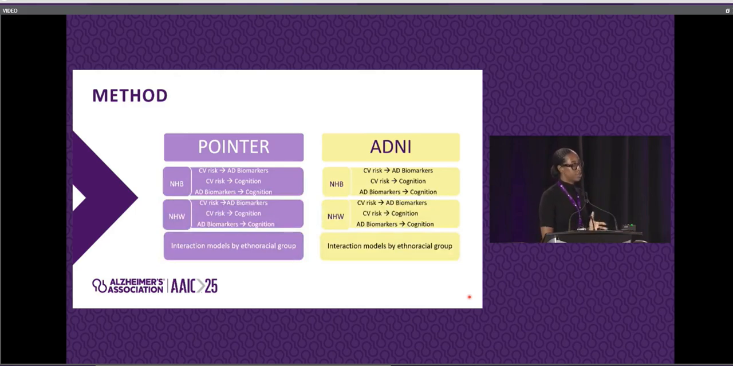And our statistical approach included within-cohort and within-ethno-racial-group analyses. For example, in the US POINTER study, in the Black participants, we looked at the associations of CV risk and biomarkers and cognition, as well as biomarkers and cognition. And then we also looked at within-cohort interaction models to assess these associations and if there are any differences by ethno-racial group. I do think it's important when evaluating ethno-racial differences to look at both within-group and interaction models to really understand what's happening in these associations within a group and not just relative to another target group. These analyses are completed in both cohorts.